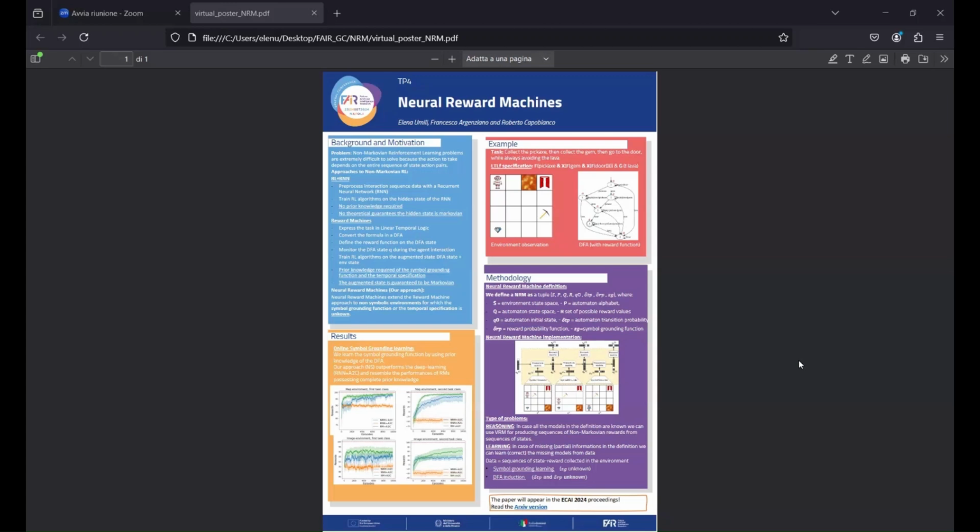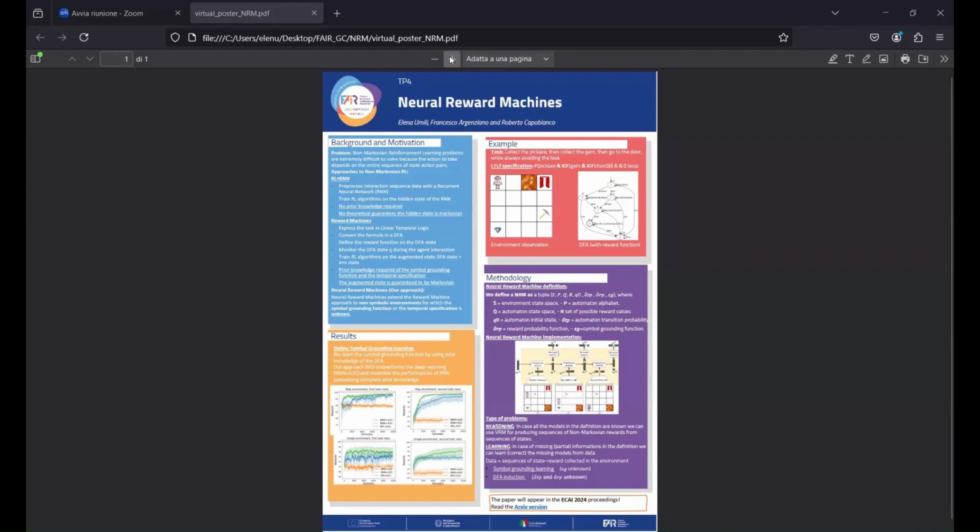Neural reward machines is a framework developed by me, Francesca Argenziano and Roberto Capobianco from Sapienza University and Sony AI. The framework addresses the problem of reinforcement learning with non-Markovian tasks. When a task is non-Markovian, this means that the agent cannot solve it by looking only at the last state and action, but it has to observe the entire state-action sequence in order to solve the task.